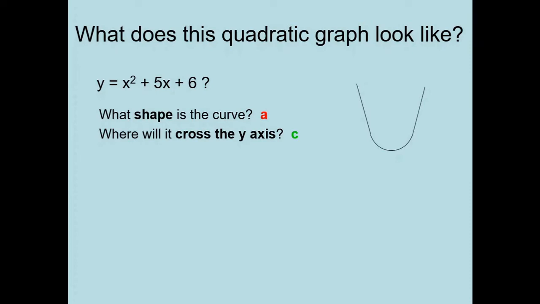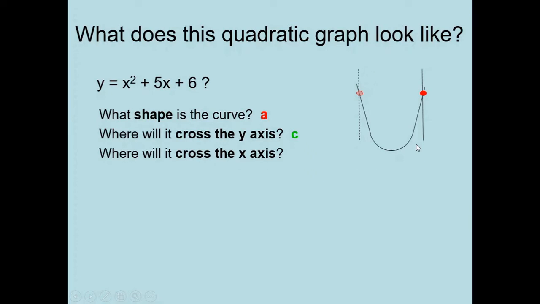Where will it cross the y-axis? It'll cross the y-axis at c. When x is equal to 0, this is 0 plus 0 plus 6. So y will be equal to 6. So I could draw my y-axis in here, but I'm not sure where to draw it. Should I draw it over here and that's 6? Or should I draw it over here and that's 6? Let's see, because it might help if I know where this part of the curve is. Is this part of the curve before or after the y-axis?